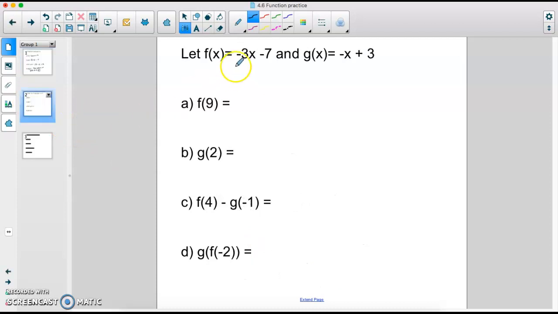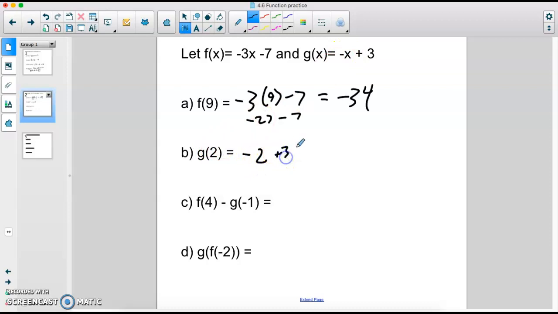Okay, now our second one here, if you remember, different equations here. f of 9, so we're going to plug in 9: negative 3 times 9 minus 7. That would be negative 27 minus 7, which is negative 34. Okay, now we're plugging 2 into the g one, and so we get negative 2, because we plug it in for x, remember, negative x, so in our case negative 2, plus 3, that would be just positive 1.